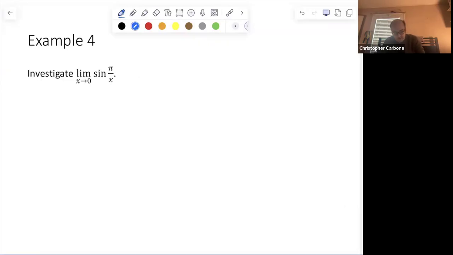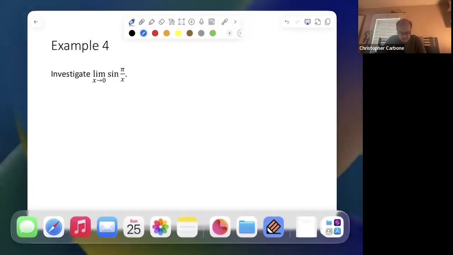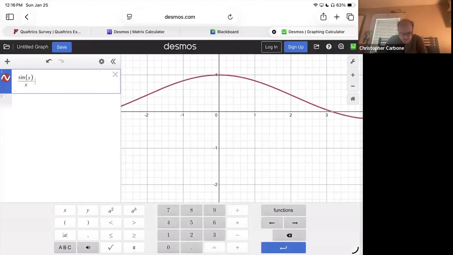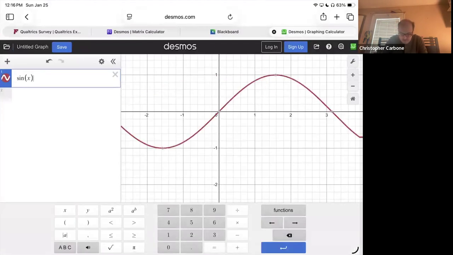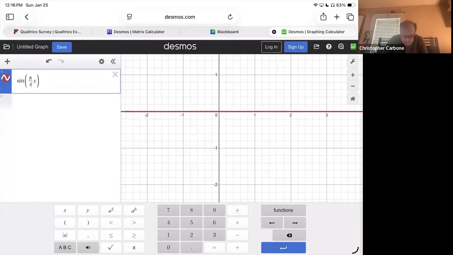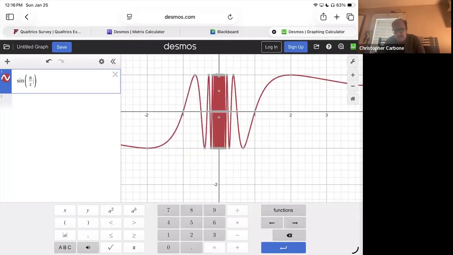For example, number 4 here, I want to investigate the limit as x approaches 0 of the sine of pi over x. Actually, let me reopen that graph. I'm going to edit this. This should be the sine of pi over x. There we go.